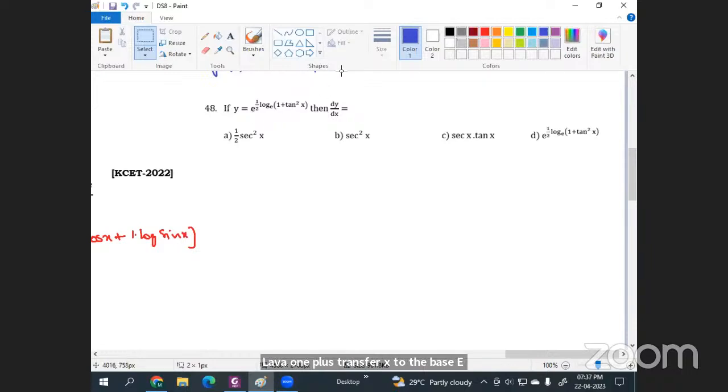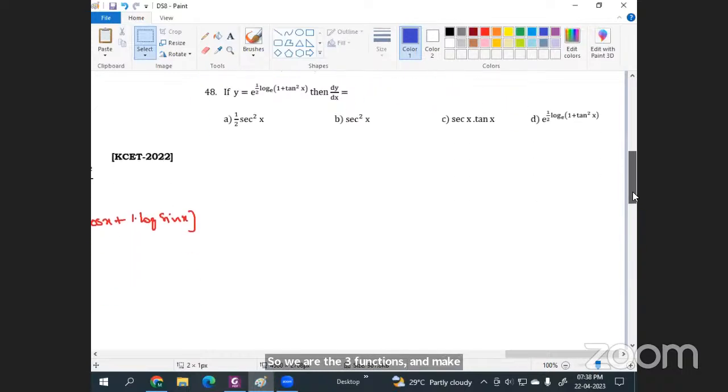How to proceed now? How to differentiate if there are three functions? So which are the three functions? I'll make you differentiate, three functions are there. So we'll try to simplify them. Harsha, we will try to simplify them.